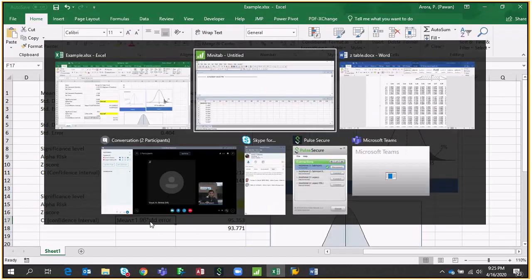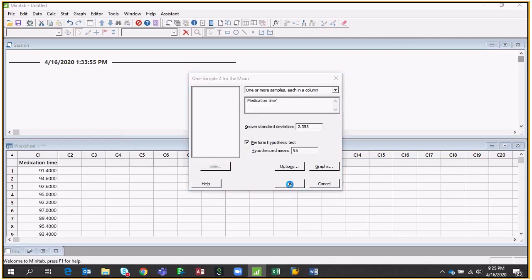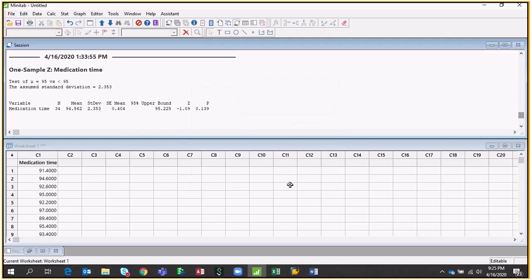I'll show you all three within a second. So first let's go to less than hypothesized value, equal to, and click OK. When you click OK, now let me just increase this.